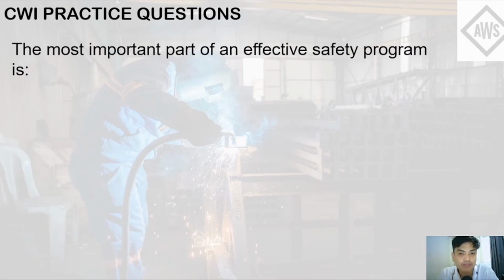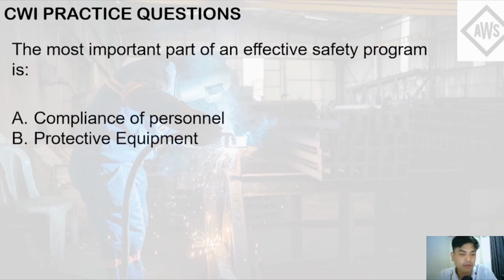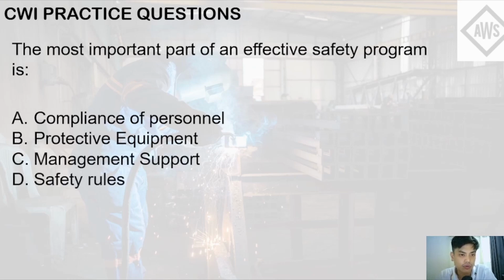The most important part of an effective safety program is: A, compliance of personnel, B, protective equipment, C, management support, D, safety rules. So in order for a safety program to be effective, what do we need basically? So what is the most important aspect of it? So letter A, compliance of personnel. Compliance of personnel is needed for an effective safety program to be conducted, but it's just one piece of the puzzle.